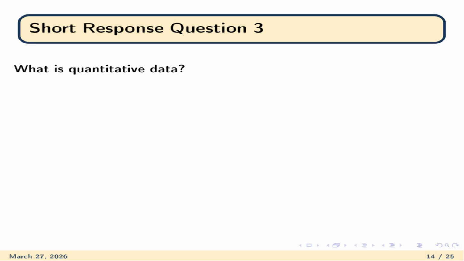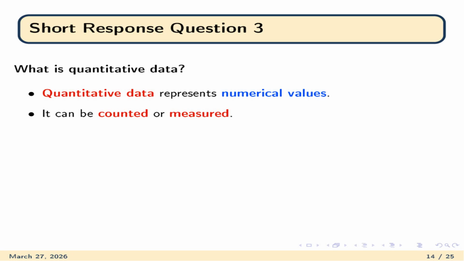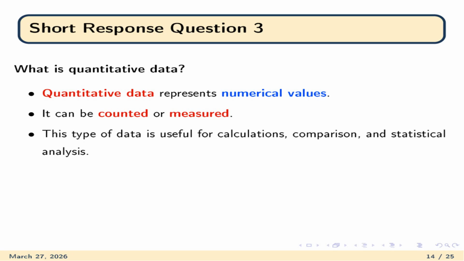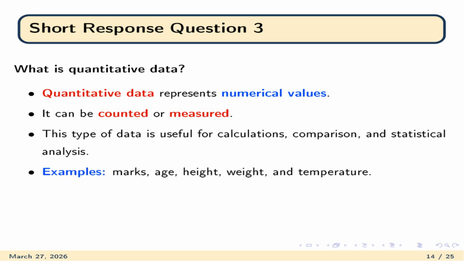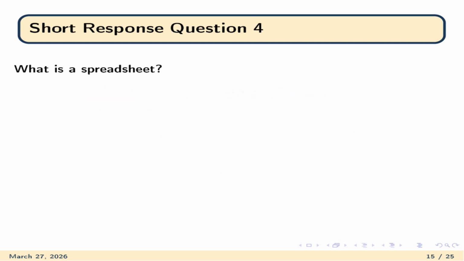What is quantitative data? Quantitative data represents numerical values. It can be counted or measured. This type of data is useful for calculations, comparisons, and statistical analysis. Example, marks, age, height, weight, and temperature.